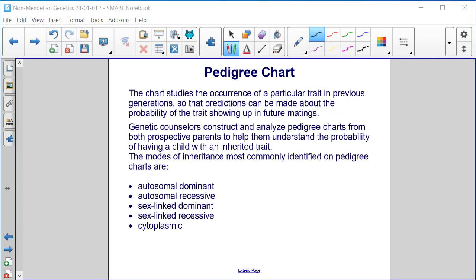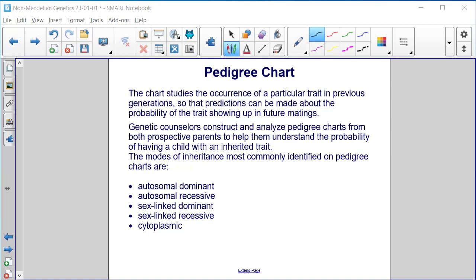The chart studies the occurrence of a particular trait in previous generations so that predictions can be made about the probability of the trait showing up in future matings. Genetic counselors construct and analyze pedigree charts from both prospective parents to help them understand the probability of having a child with an inherited trait.